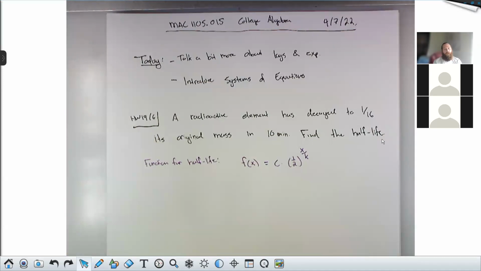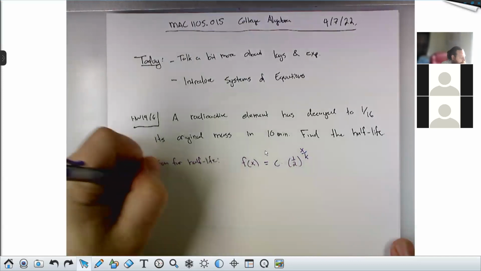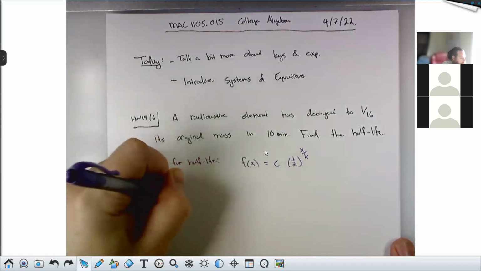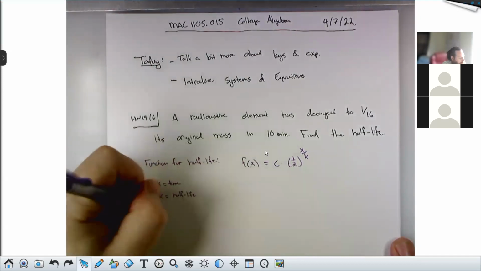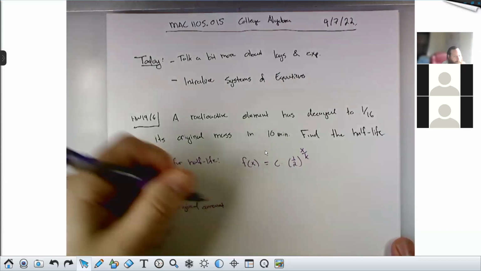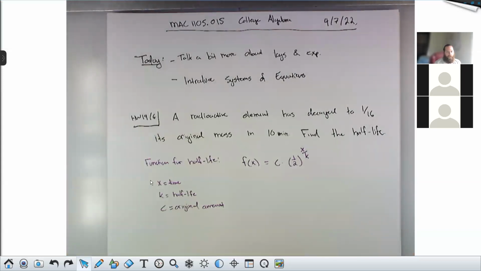Right? This guy is the function that tells you, if you've got something with a half-life k and you allow x units of time to pass, if the original amount was c, how much is left after x units of time. Usually we measure time here in years. Remember, each of these parameters has a meaning. X is the time that has passed, k is the half-life of the substance, and c is the original or initial amount.